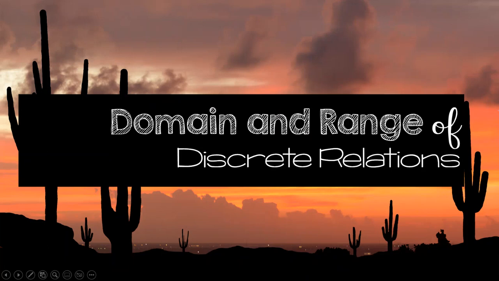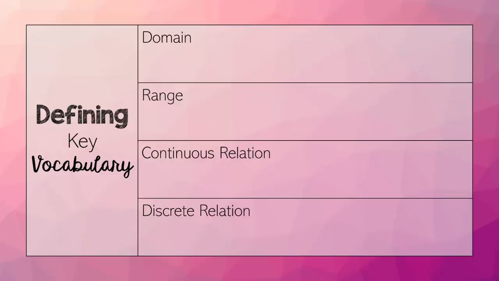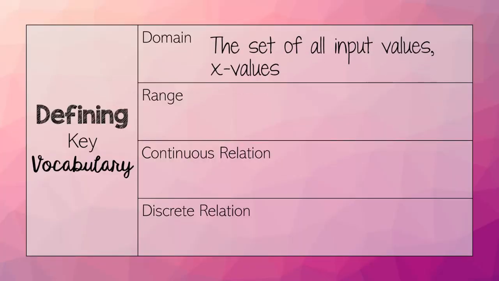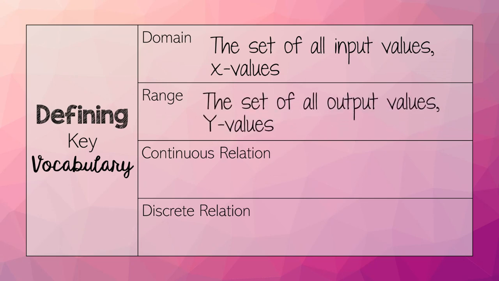Today we're talking about the domain and range of discrete relations. The domain is the set of all input values, or the x values. Our range is the set of all output values, or y values.